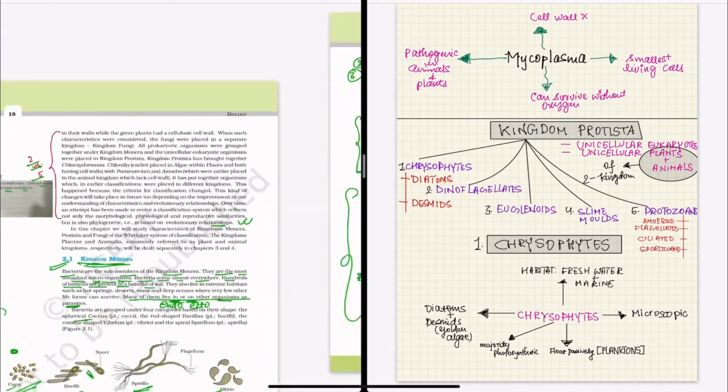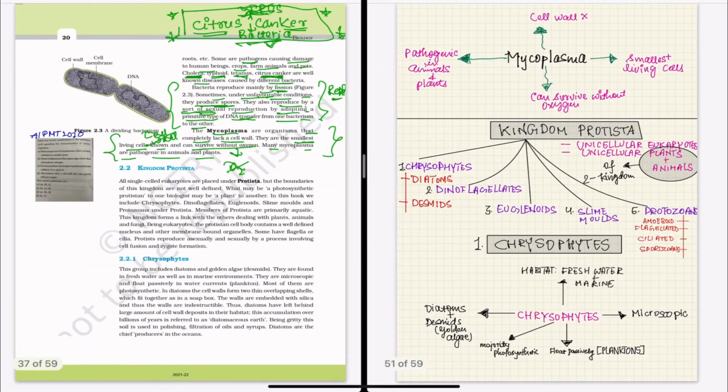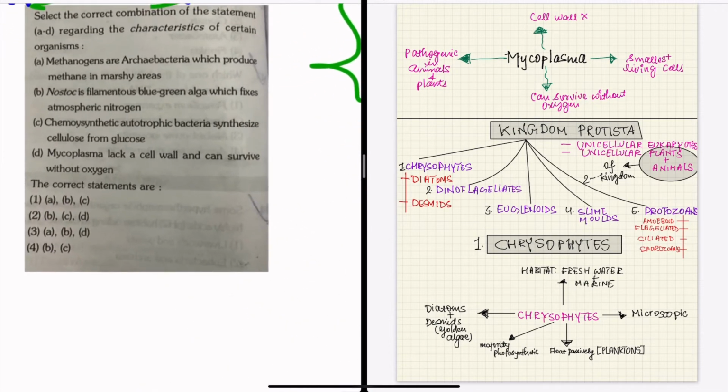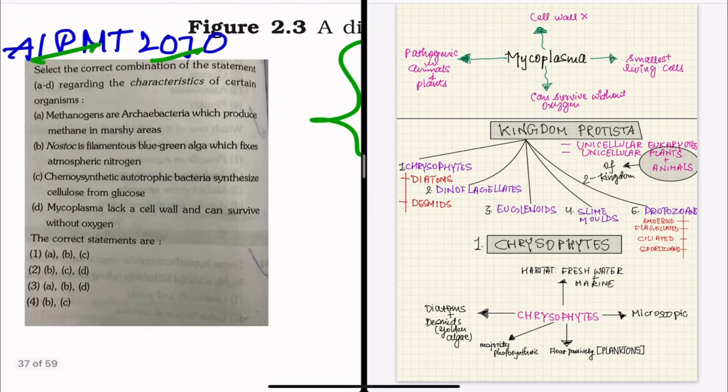And then the next question, asked in AIPMT 2010. Select the correct combination of the statements A to D regarding the characteristics of certain organisms. Methanogens are archaebacteria which produce methane in marsh areas, right? Nostoc is filamentous blue-green algae which fixes nitrogen, right? Chemosynthetic autotrophic bacteria synthesize cellulose from glucose. No. Chemosynthetic autotrophic bacteria synthesize food from inorganic substrates.